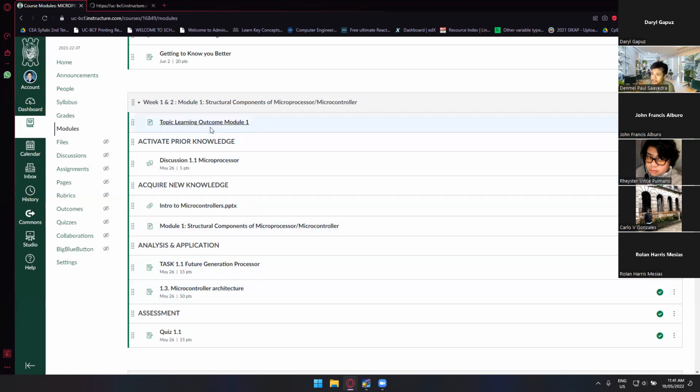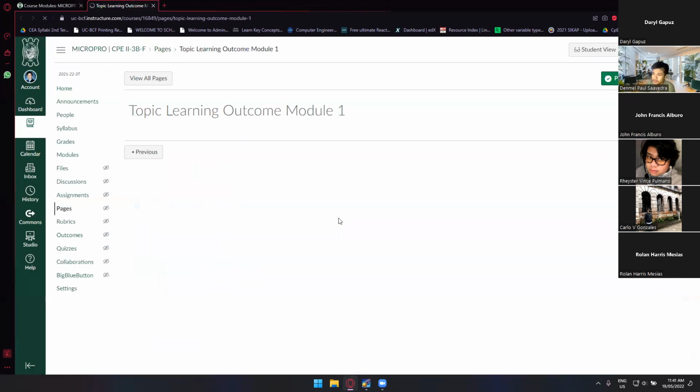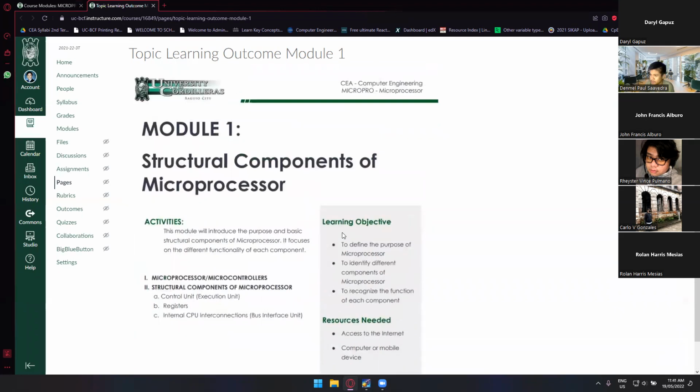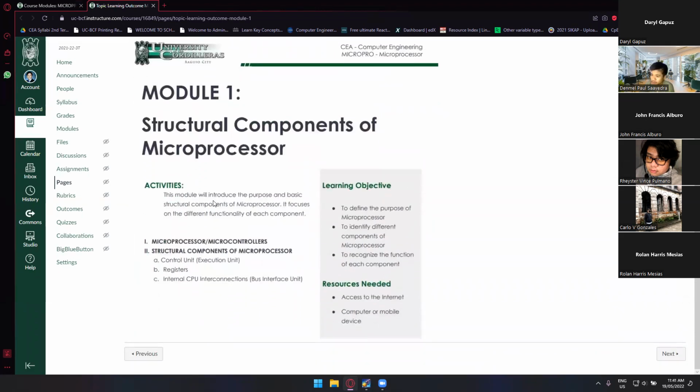So here is the topic learning outcome. Okay, so here's the format that Ma'am Tere or Ma'am Suarez is using. So in here, this module will introduce the purpose and basic structural components of microprocessor and microcontroller. Okay, both of those. I think Ma'am Suarez wasn't able to include one.